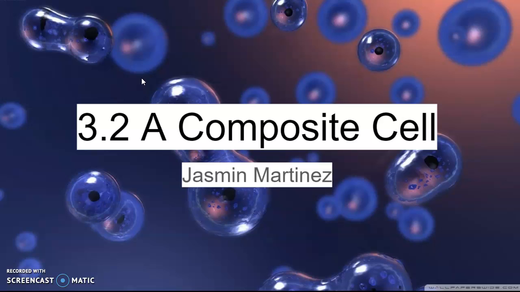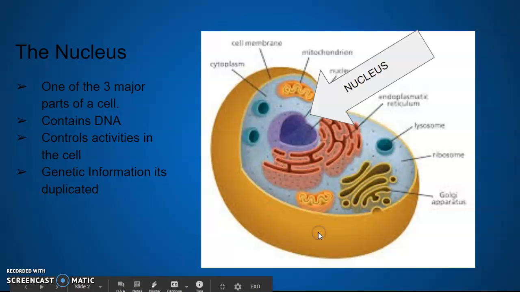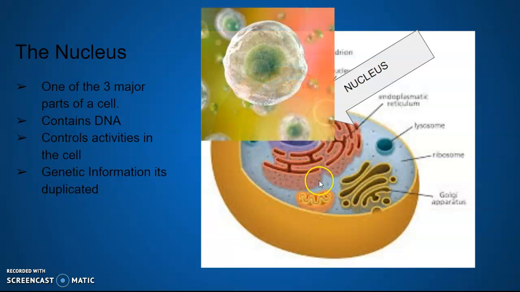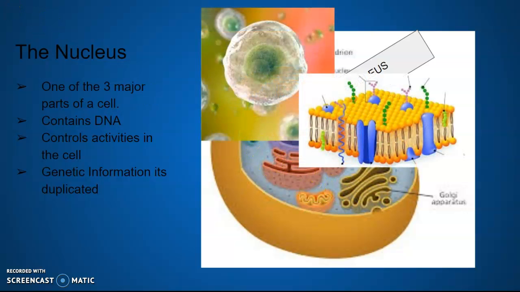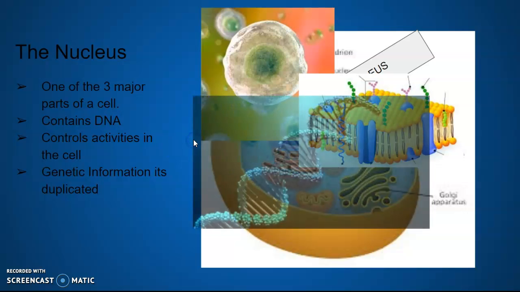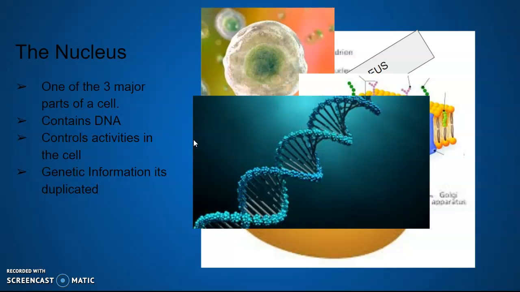In this presentation, I'll be describing the cell nucleus and its parts. The nucleus is one of the three major parts of the cell. The other two will be cytoplasm and the cell membrane. The nucleus also contains DNA, which stores genetic information. The nucleus is an important part of the cell because it controls the activities that go on in the cell. So basically, you can think of the nucleus as the brain of the cell.